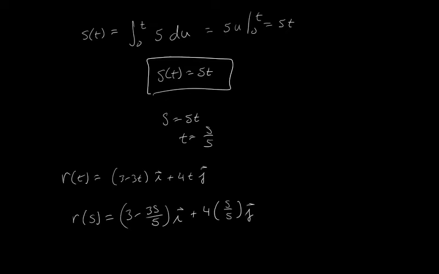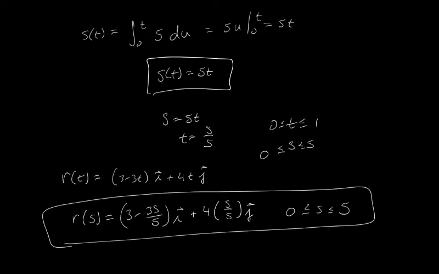Okay, and we have to tell them what s is running between. So t was between 0 and 1, so s is going to be between 0 and 5, because s is 5 times t. 5 times 0 is 0, 5 times 1 is 5. Okay, so this is for s between 0 and 5.